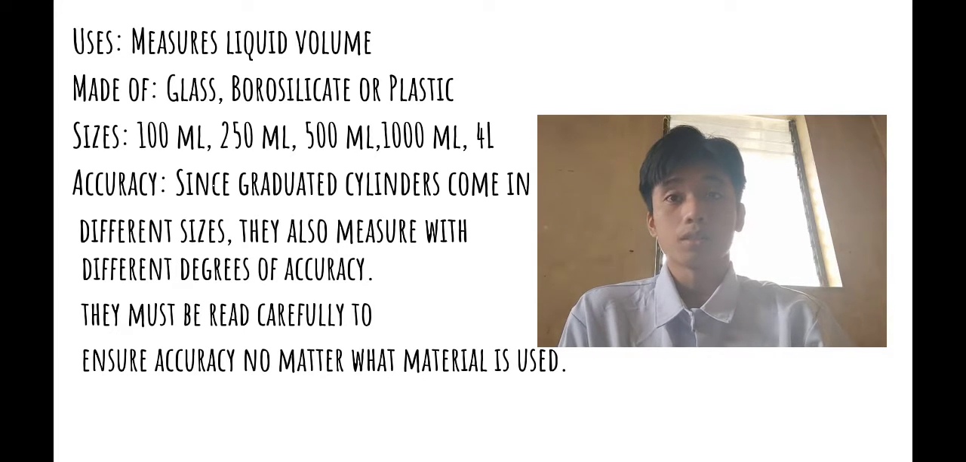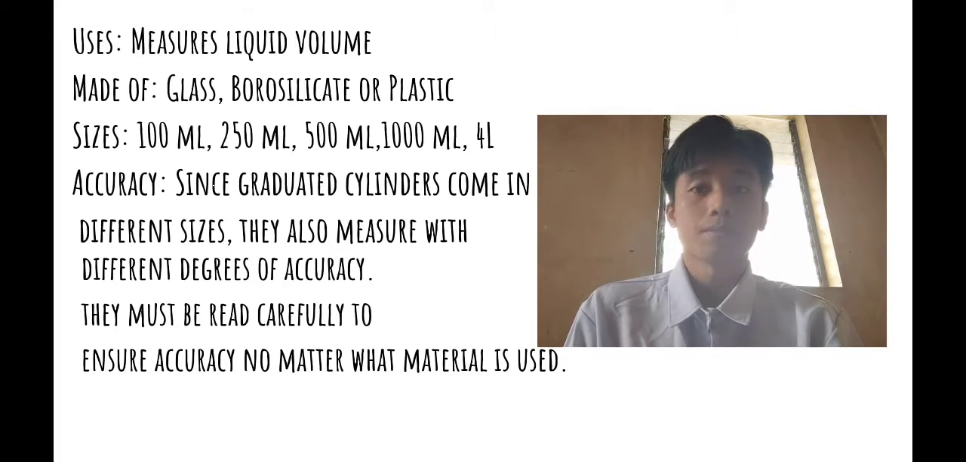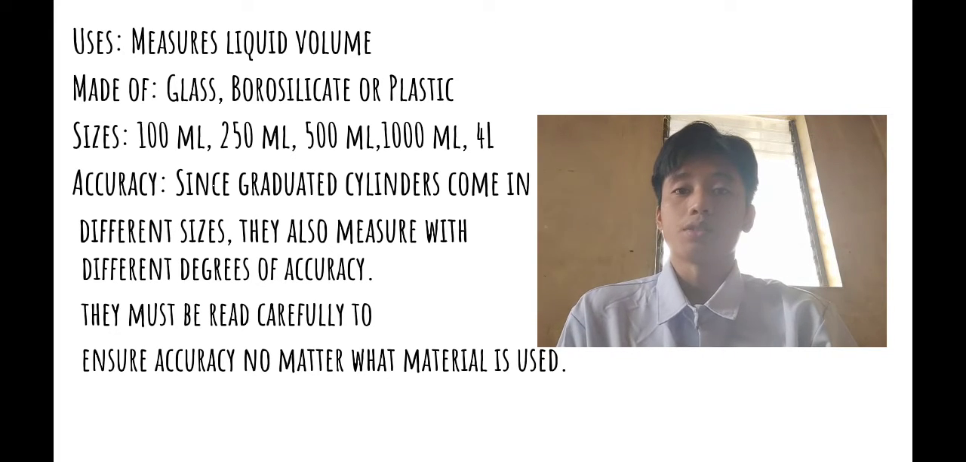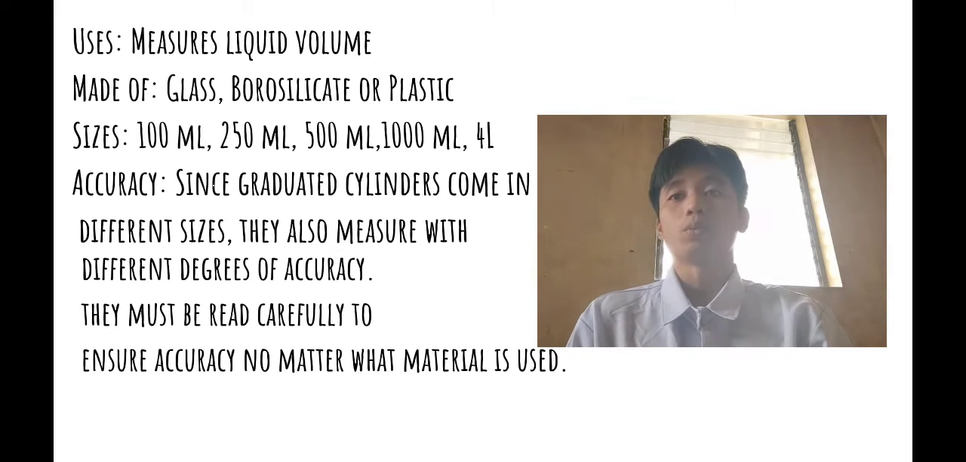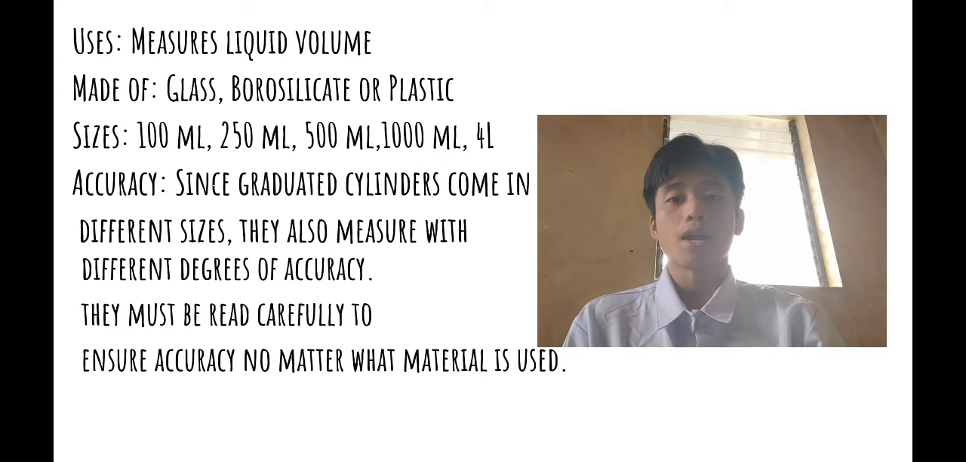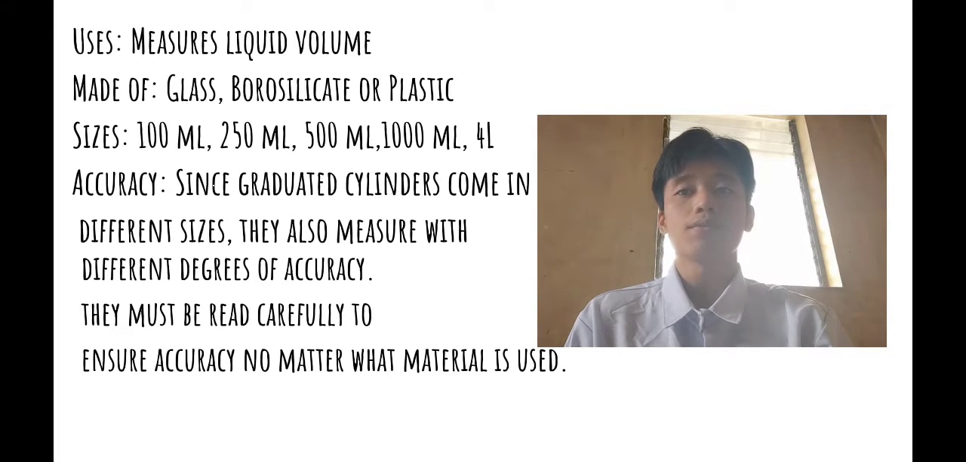Its accuracy: since graduated cylinders come in different sizes, they also measure with different degrees of accuracy. They must be read carefully to ensure accuracy no matter what material is used. Graduated cylinders are generally more accurate and precise than laboratory flasks and beakers, but they should not be used to perform volumetric analysis. Volumetric glassware, on the other hand, such as a volumetric flask or volumetric pipette, should be used as it is even more accurate and precise.